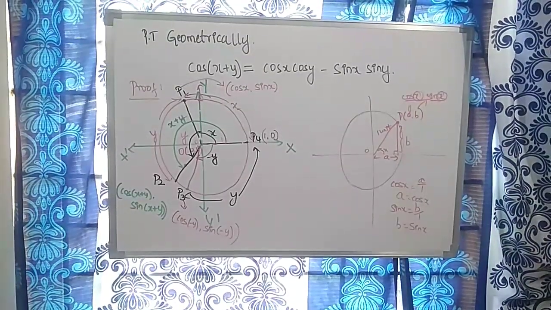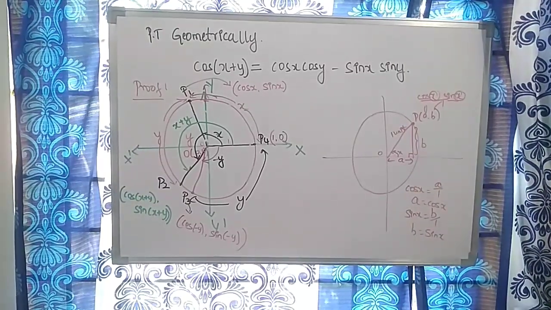Yes. For point P1, cos x comma sin x. For point P2, cos of x plus y comma sin of x plus y, because we took OP4 as the initial line. Then for point P3, cos of minus y comma sin of minus y. Yes, it is the main thing.